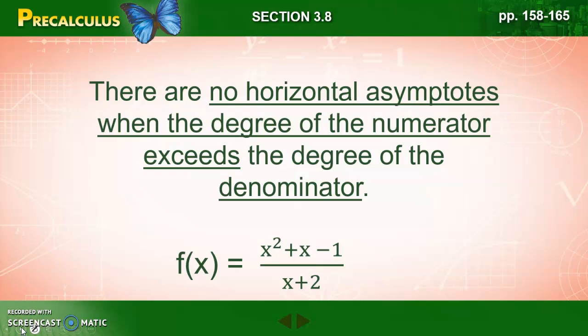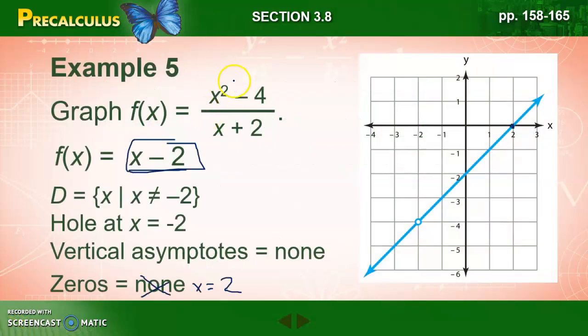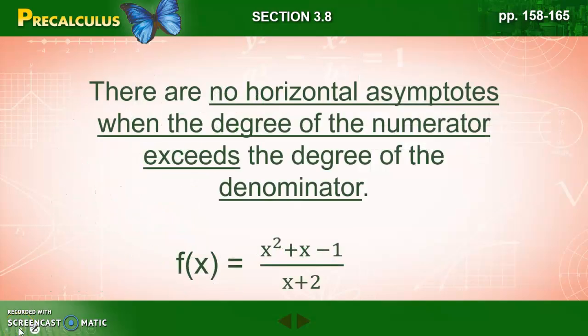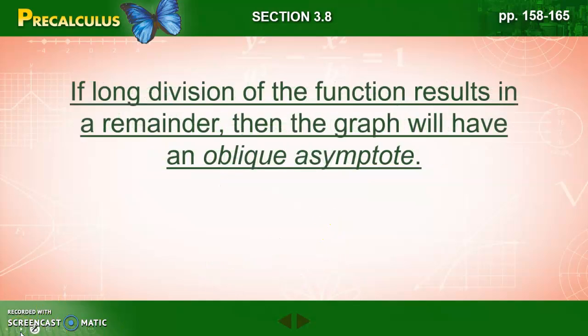There are no horizontal asymptotes when the degree of the numerator exceeds the degree of the denominator. As you saw here, the degree of the numerator exceeds the degree of the denominator, so there was no horizontal asymptote. The tails are not approaching anything. So keep that in mind. There would be no horizontal asymptote when the degree of the numerator exceeds the degree of the denominator.